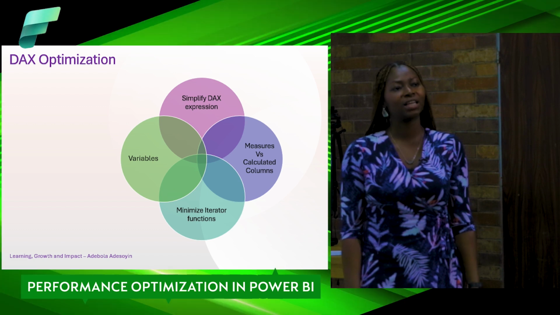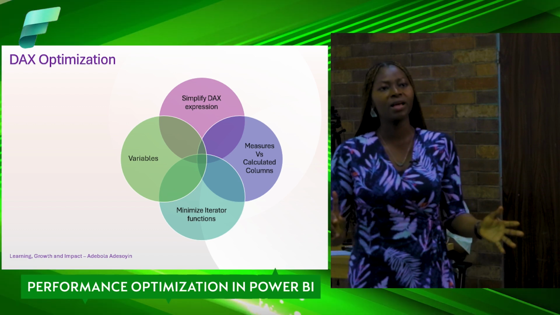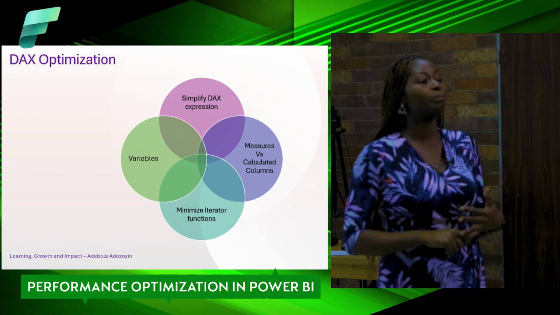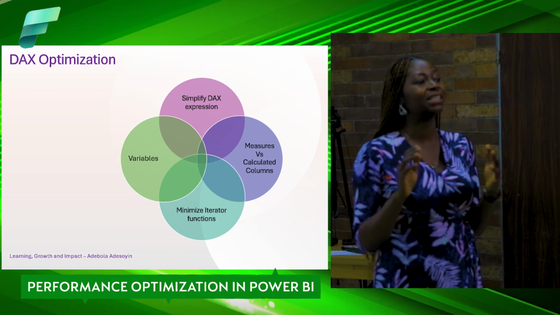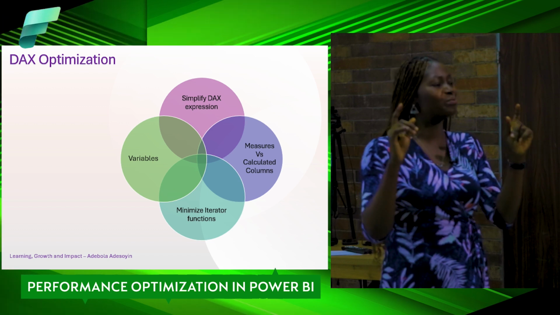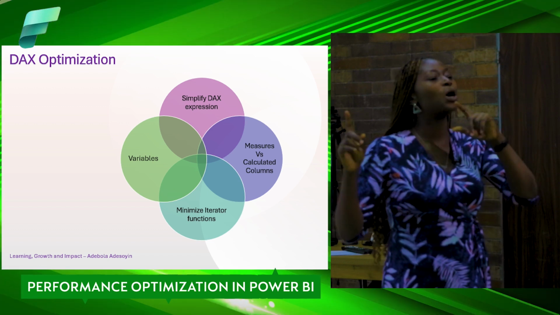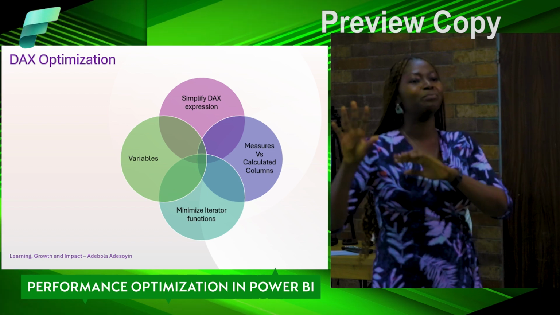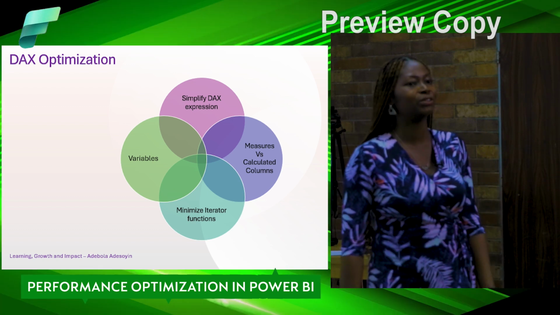Then measures and calculated columns. Measures don't add to our data model size, but calculated columns add to it and make it even larger. So in cases where it is very important for us to create calculated columns, push it back to Power Query. Else, make it a measure, which won't add to our model size most of the time.